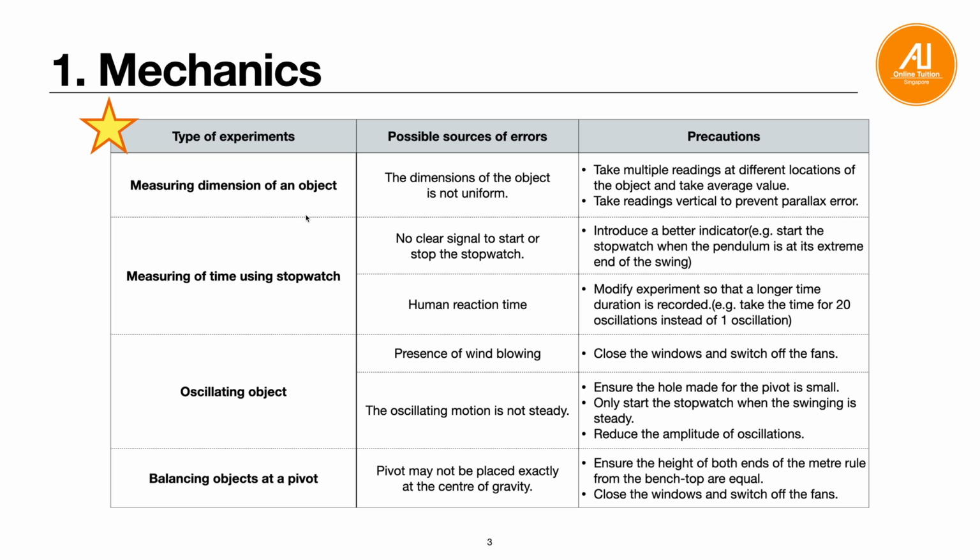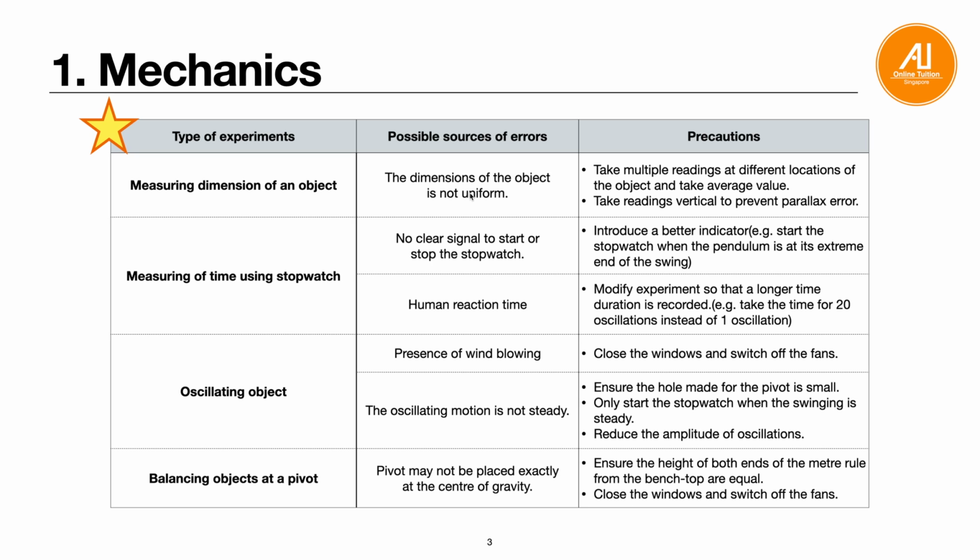Okay, so these are the list. This is the list of the errors that is possible for mechanics. So for example, measuring dimension of an object. Let's say the object that you're trying to measure is not uniform, for example, like a wire or a sphere or a rod, an iron rod.